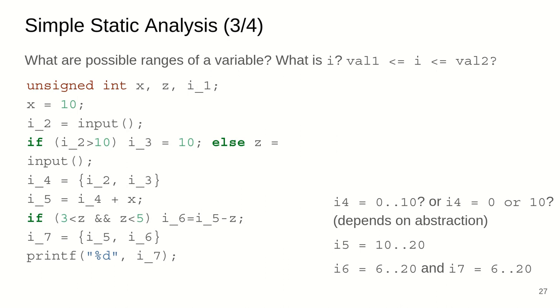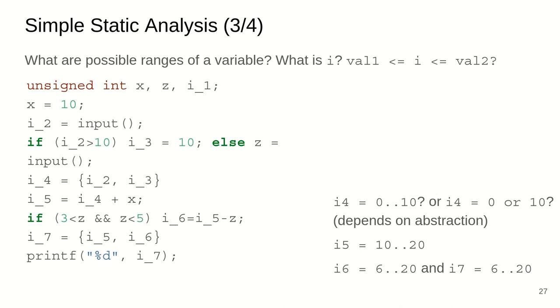If you continue like this, I5 is the addition, x is equal to 10. So at I5, we know that it is between 10 and 20. At I6, we know that there's a subtraction, so it's between 6 and 20. And then at I7, if you continue this, it's again between 6 and 20. And this gives us the full range of the possible targets, right?